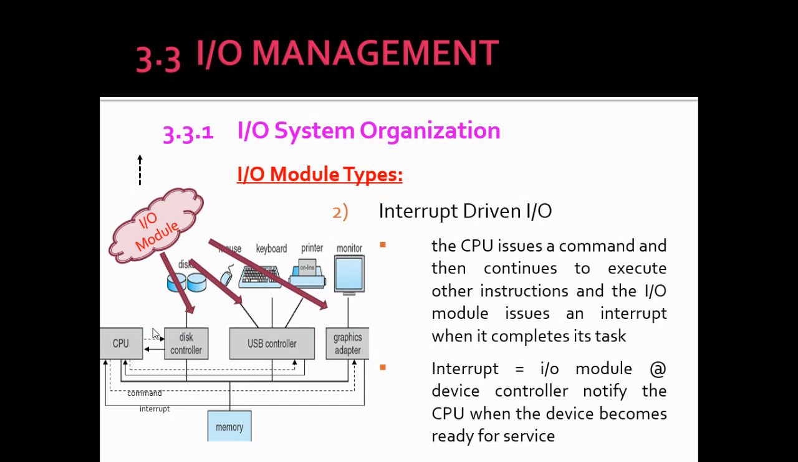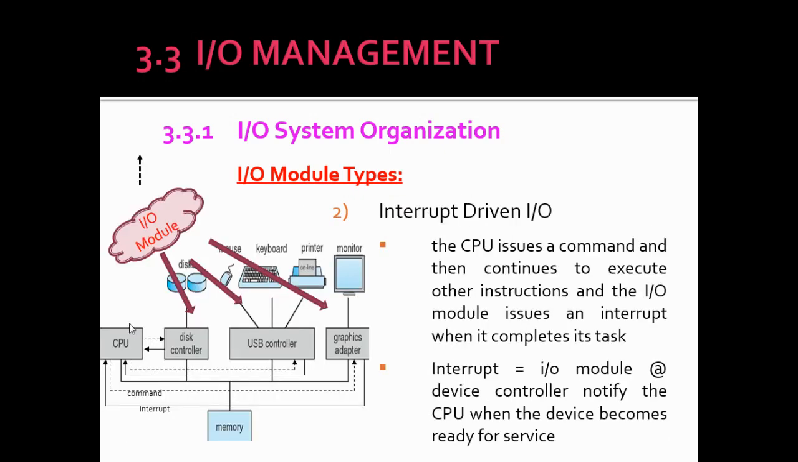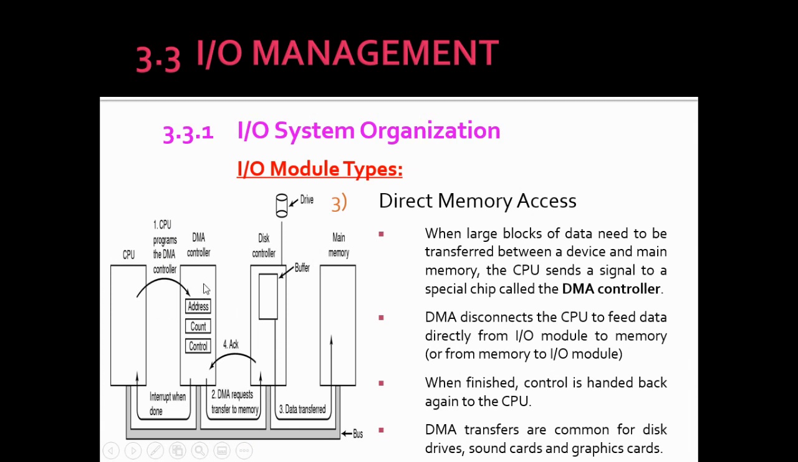Next, we also have something which is called direct memory access. If you can see here, all the inputs coming from each of the devices go inside the memory. Before it goes inside the memory, it also connects directly to the CPU. As you can see, there's also one line here. Direct memory access is a bit different. When large blocks of data need to be transferred between a device and main memory, the CPU sends a signal to a special chip called the direct memory access controller.